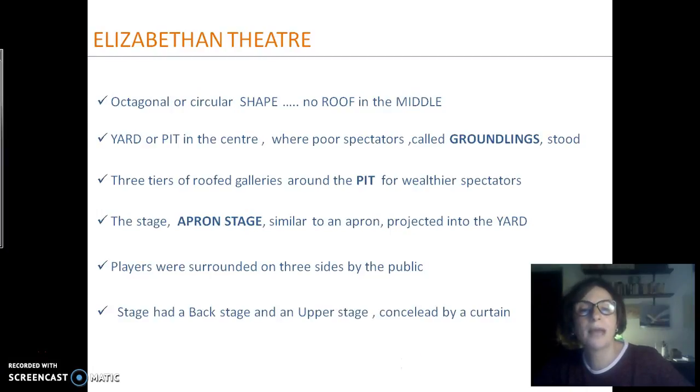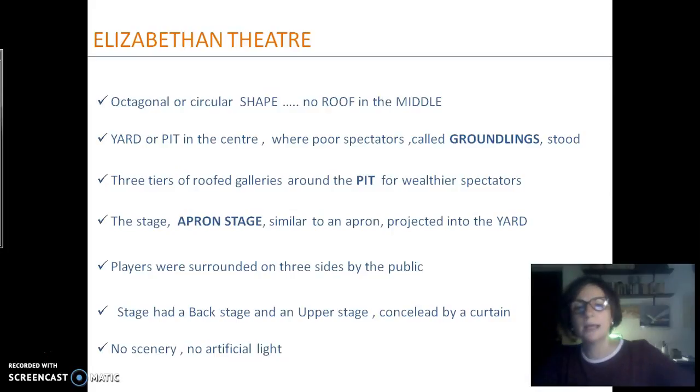The stage had also a backstage and an upper stage, which were usually concealed by a curtain. They were parts of the stage used to represent some particular scene. If we consider Romeo and Juliet, whose plot you already know, the backstage was used to represent Juliet's tomb, while the upper stage was used to represent the balcony, the famous balcony scene. And then the last element is that there was no scenery and no artificial light. So, how was it possible to understand if it was night or day, which was the place where the action was going on? Let's have a look.